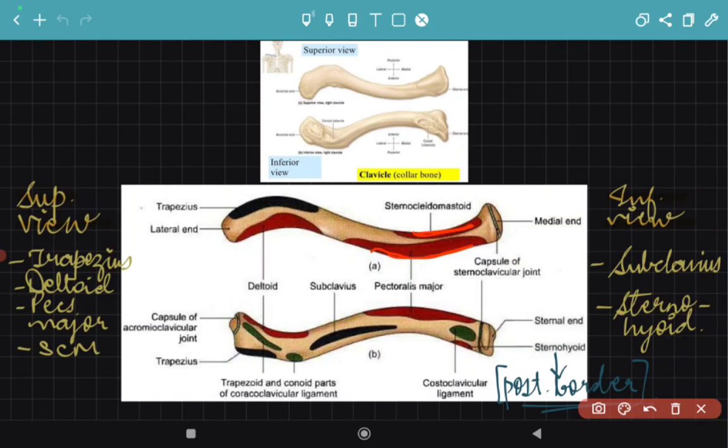Apart from this, we can see that subclavius can be seen or appreciated on the inferior surface of the clavicle as it has its attachment over here, and also the sternohyoid muscle at the inferior surface and the posterior border of the clavicle.